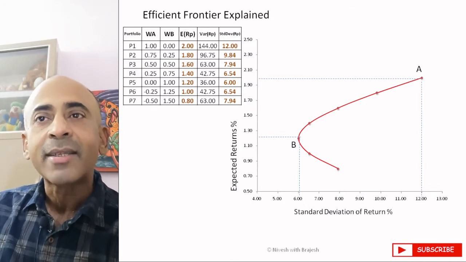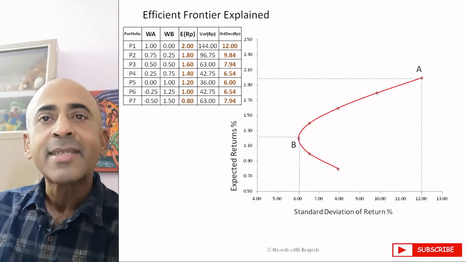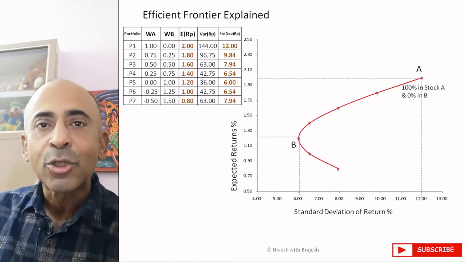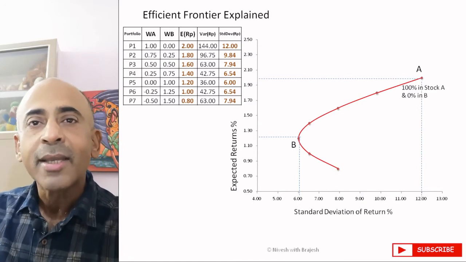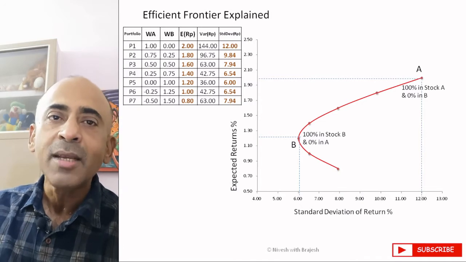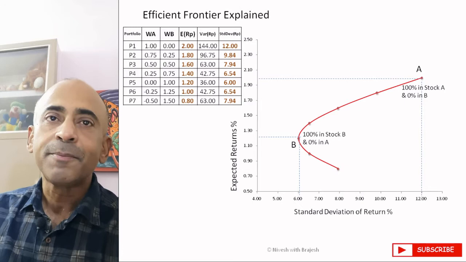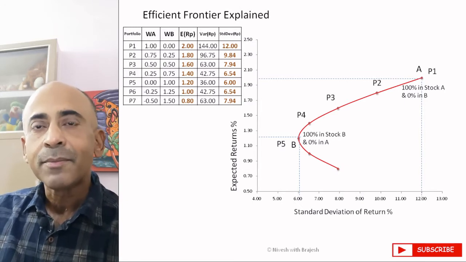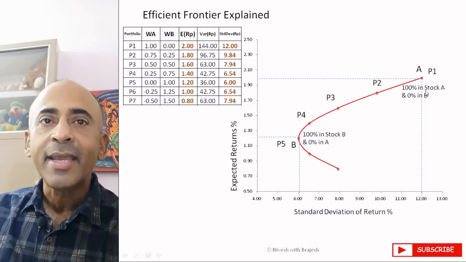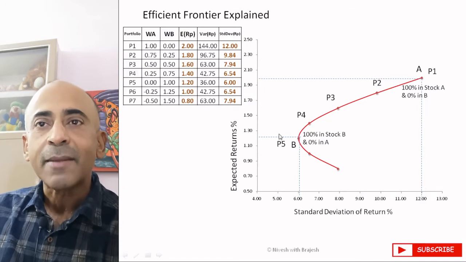Points A and B are the extreme conditions. Point A is 100% investment in stock A and 0% in B, and point B is 100% investment in stock B and 0% in A. Now let's name these portfolios on the curve. Hence P1 to P5. Portfolio 1 is point A and portfolio 5 is point B.